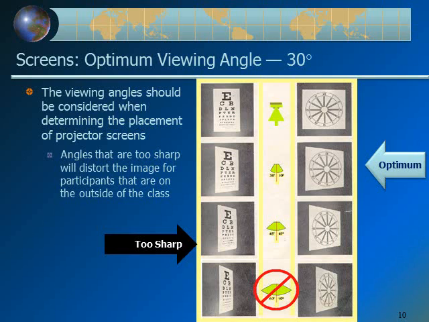Here are some recommendations about viewing angles, and this is important when you're designing the width of your training room and how people are going to be situated and seated. We don't want them to be too far to the side because the optimal angle for viewing is 30 degrees, as you see from the second row of images. Anyone that's further out from that angle will have difficulty seeing everything that's on the screen, and it will look distorted.